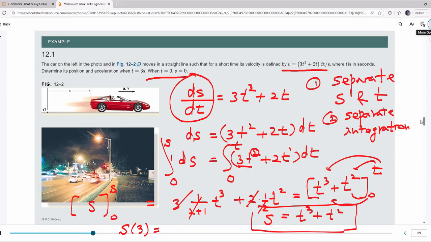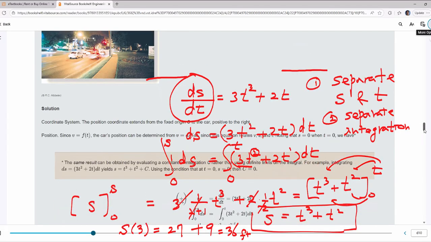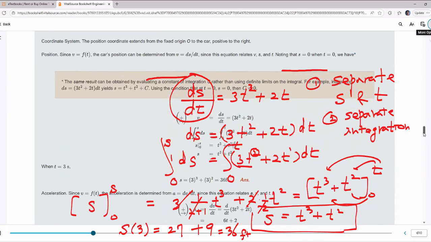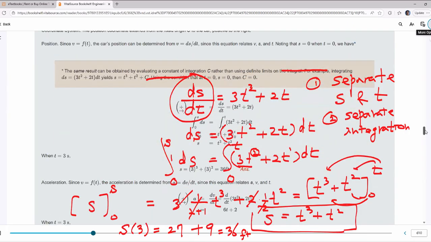Three cubed, 3 times 3 times 3. What is it? 27, isn't it? 3 squared is 9. 27 plus 9, 36 is given in feet. Okay, this is it. Let me check the textbook answer. This is the correct one. Yep, this is it. Okay.